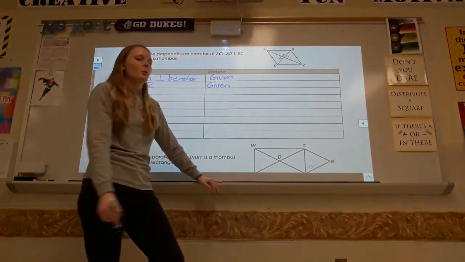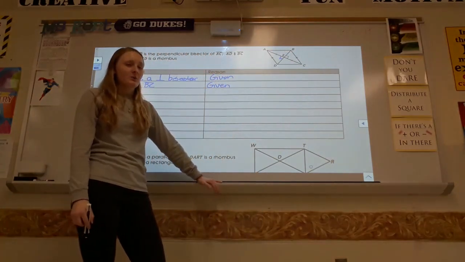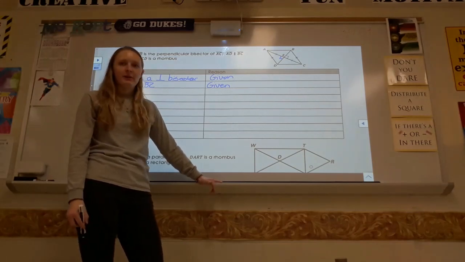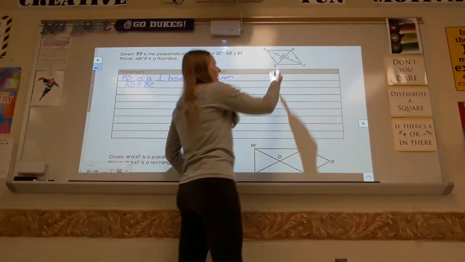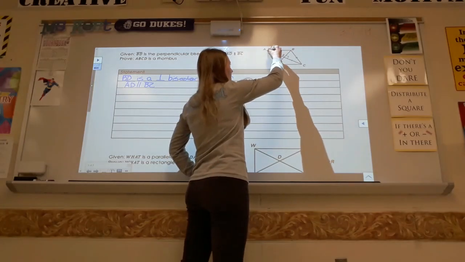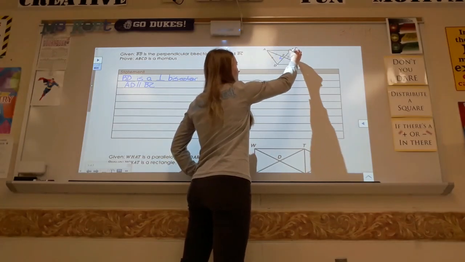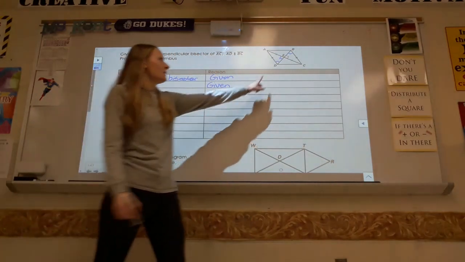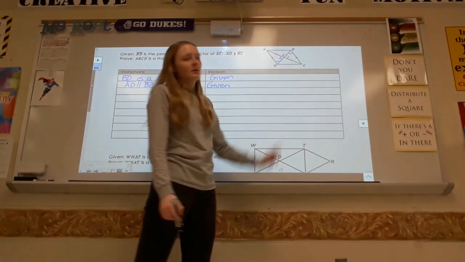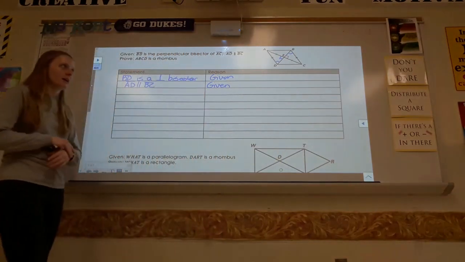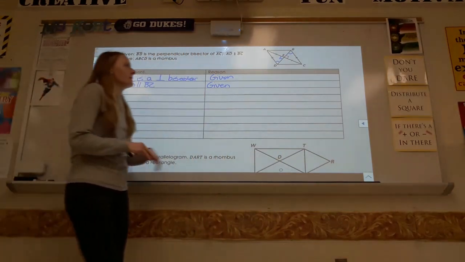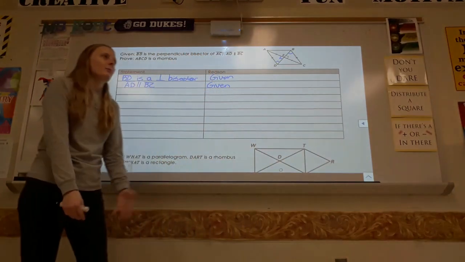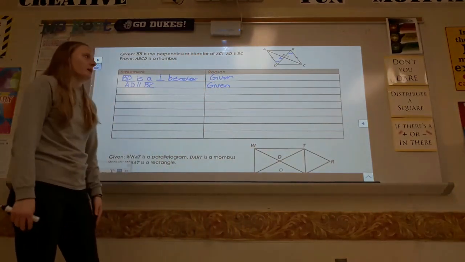I need to figure out what other property I could use besides side, angle, side to prove that those triangles are congruent. And that's where the parallel lines come in. If I can use parallel lines using the Z, so I can use alternate interior angles to say that those are congruent, then I could say that the triangles are congruent by angle, angle, side. And then once I have the triangles are congruent, I can use CPCTC to get that these segments are equal. Then I can use that to show it's a parallelogram, and then you'll see where we go from there.